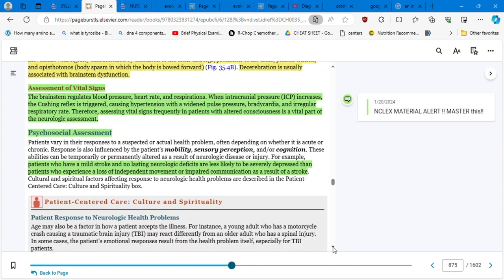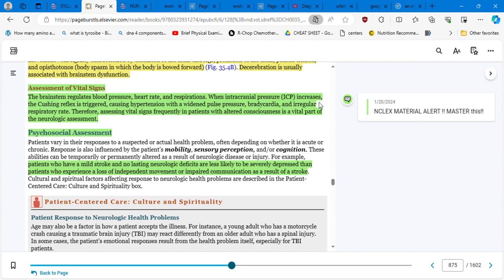Vital signs. The brainstem regulates blood pressure, heart rate, and respirations. And we remember the brainstem has the pons, the medulla, right, and the midbrain. So you go back to that part of this chapter and review that. The pons, the medulla, and the midbrain.